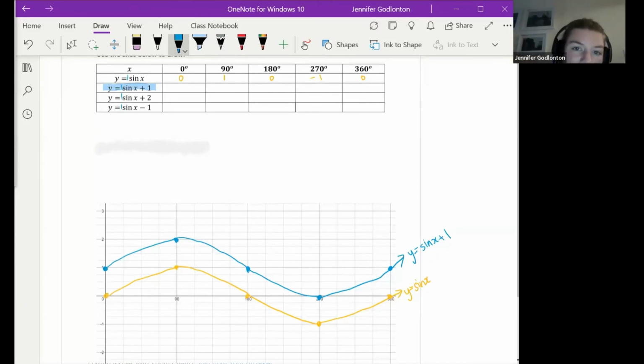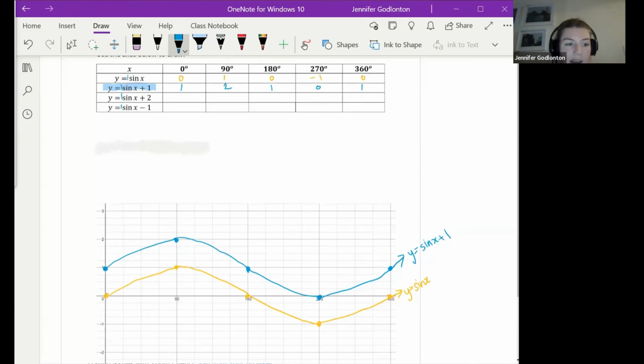So if I was to write these points, I would have 1, 2, 1, 0, 1. And again, you can do this on your calculator. So on your calculator, you would say sine, and then in brackets, 0 for 0 degrees, and then plus 1 equals, and you'll get 1. Okay, so you can always do this for your calculator.